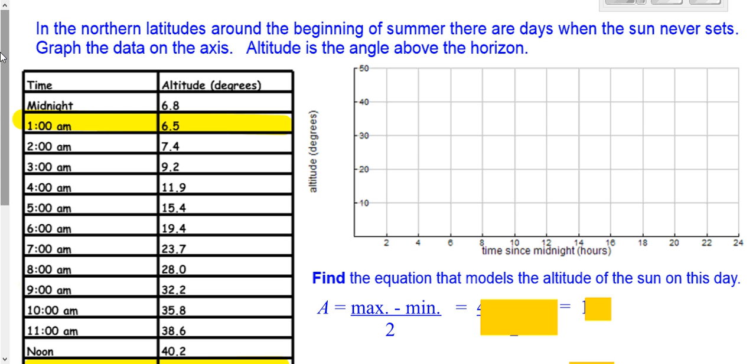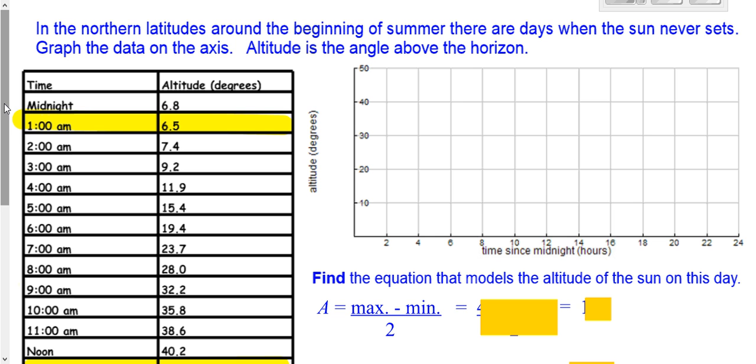So let's take a look at this one. In northern latitudes, around the beginning of the summer, the sun never sets. And then we could graph the data here to the right. So you guys can go ahead and graph that if you want, but we can actually find the equation of our line going through this just by looking at our data.